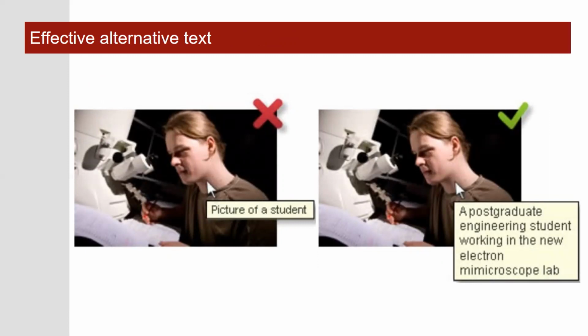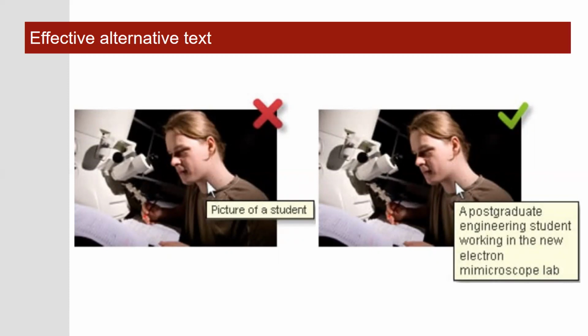When determining the appropriate alternative text for images, context is everything. What's appropriate in one setting for a given image may be very different from what's appropriate in another, even if the same image is being used in both instances. There is an image on this slide that depicts a postgraduate engineering student working in the new electron microscope lab. Visually, it looks like a person utilizing an electron microscope. We're going to pretend that this image is appearing on a web page about new developments to the engineering building, and that's what it shows, a postgraduate engineering student working in the new electron microscope lab.